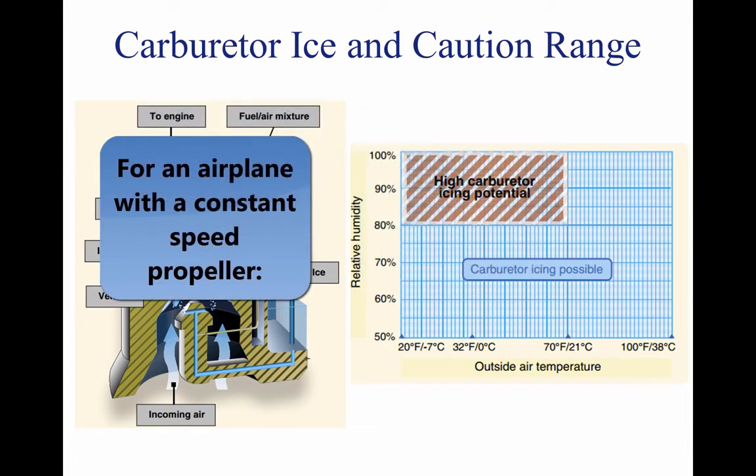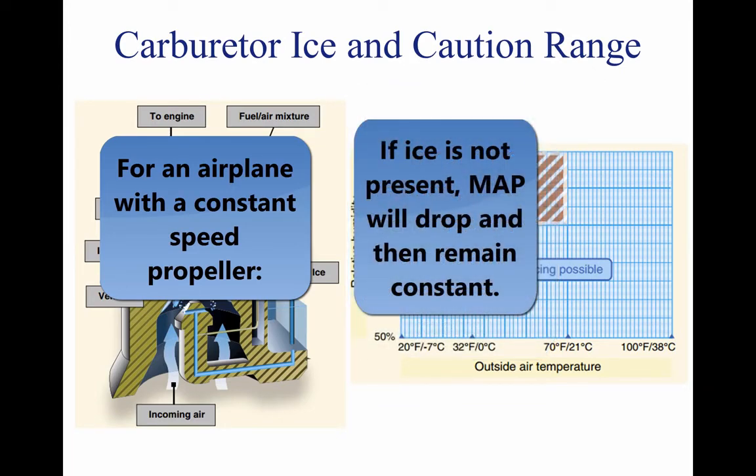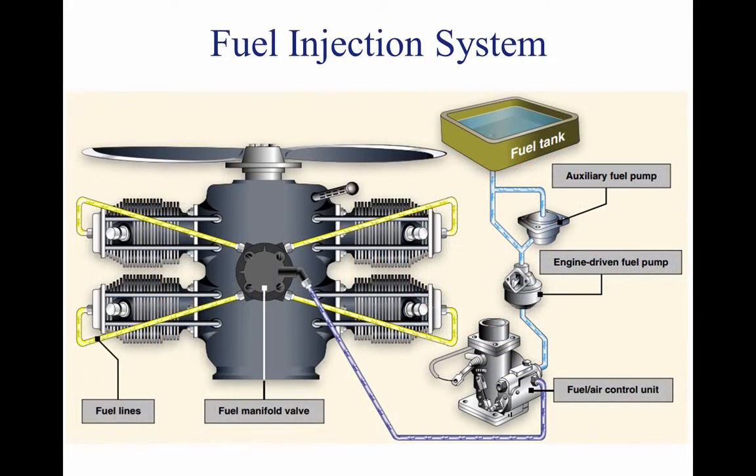When carburetor heat is used on an aircraft with a constant-speed propeller and ice is present, a decrease in the manifold pressure will be noticed, followed by a gradual increase. If carburetor icing is not present, the gradual increase in manifold pressure will not be apparent until the carburetor heat is turned off. In a fuel injection system, the fuel is injected directly into the cylinders or just ahead of the intake valve. The air intake for the fuel injection system is similar to that used in a carburetor system, with an alternate air source located within the engine cowling.